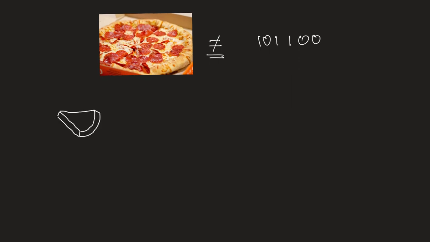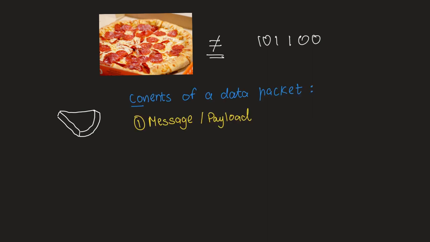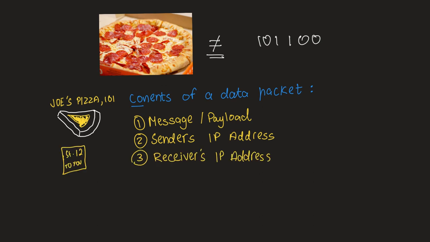Now, each of these slices is called a packet, and every packet has these five things stored in it. It has the message itself, or the payload, in this case the pizza. It has the sender's IP address, so the address of the pizza place where they make the pizzas. It has your address on it, which is the receiver's IP address, and the packet sequence number. So you receive pizzas all in an order: the first slice first, the second, third, fourth, fifth, sixth, seventh, and eighth. And then you have a checksum.